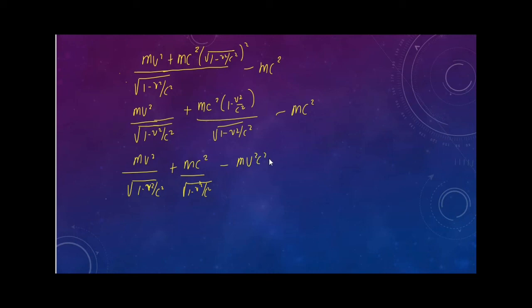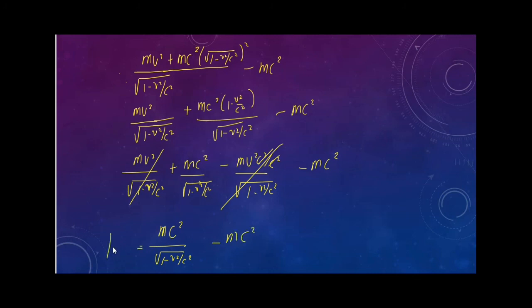Okay, so we have here mv squared divided by square root of 1 minus v squared over c squared, plus mc squared times square root of 1 minus v squared over c squared, then you square that, minus mc squared. Next is mv squared, so that will be equal to mv squared plus mc squared times 1 minus v squared over c squared, over square root of 1 minus v squared over c squared, minus mc squared.